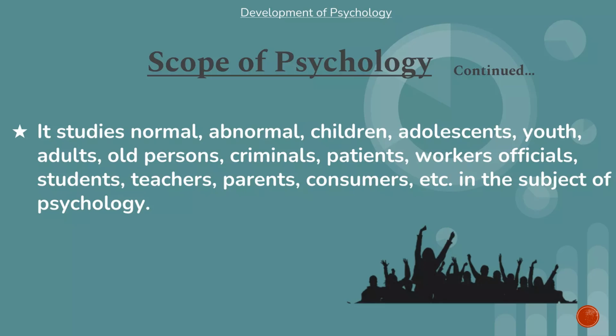It also studies normal and abnormal psychology, the psychology of children, adolescents, youth and older persons throughout the lifespan, and it also studies the psychology of criminals, patients, office workers, students, teachers. So different aspects of psychology can be applied to different ages of the lifespan, to different kinds of educational setups or industrial setups. So the scope of psychology is a vast thing which cannot be contained in a smaller manner.